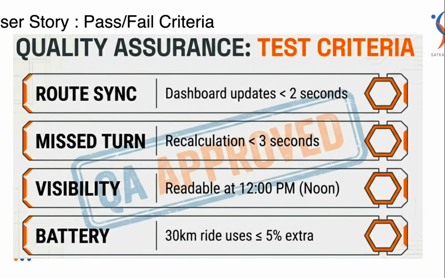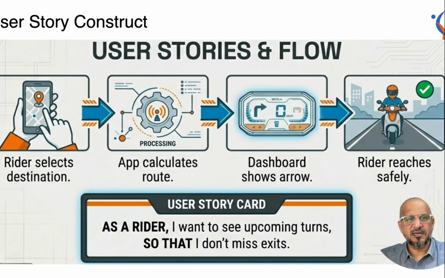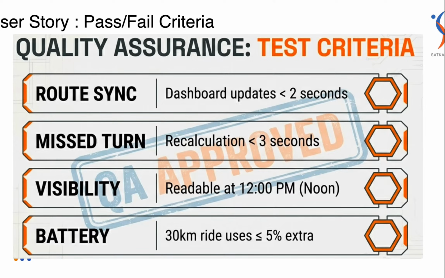So the same technique. Now if you think about what we said earlier, as a rider I want to see upcoming turns so that I don't miss an exit. I'm going to add that, and then immediately pair it with a measurement threshold, which is the route sync should be less than 2 seconds.